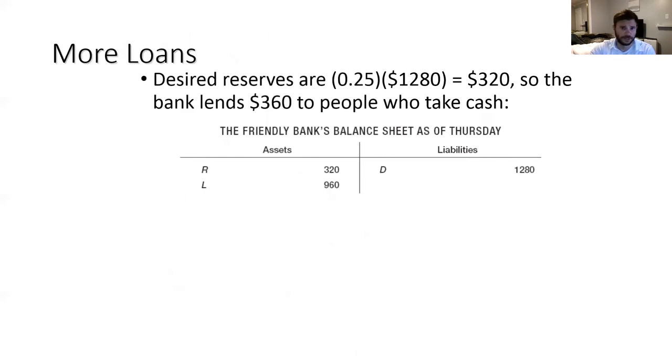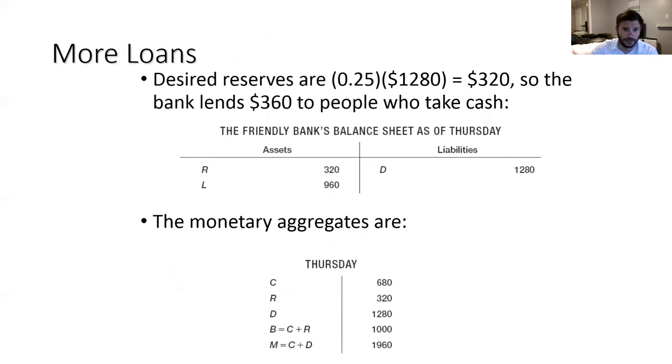Okay, so let's suppose now the bank lends another $360 to people from the remaining cash that it took in. Again, the base remains unchanged here, but now we put another $360 back into circulation. Every time money is put back into circulation for the loan process, note that the money supply down here is increasing. It's up to 1960 now.